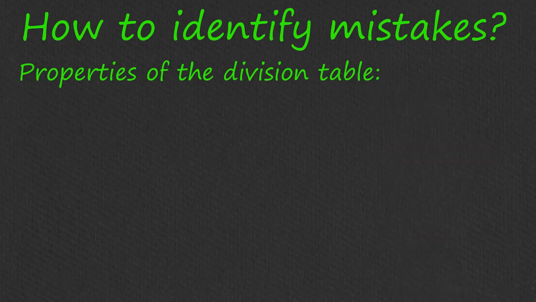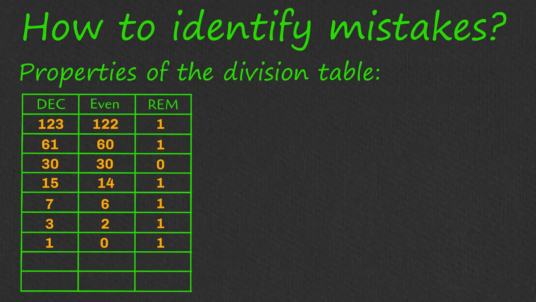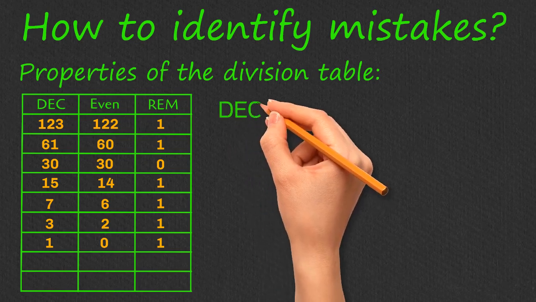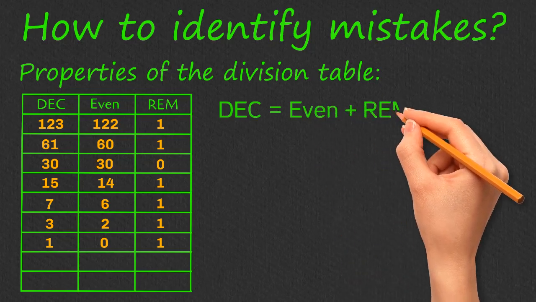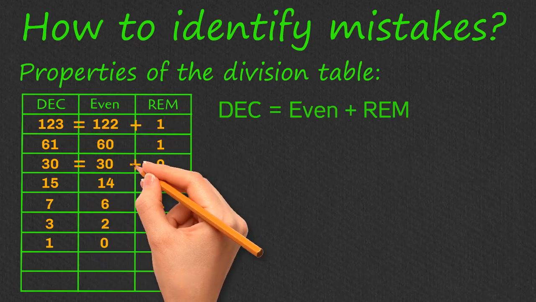Let us do this through another example. Here is how I would convert 123 from decimal to binary. What can you spot when looking at the individual rows in the table? Well, in each row, the decimal column is the sum of the even and remainder columns. For example, 123 is equal to 122 plus 1, or 30 is equal to 30 plus 0.